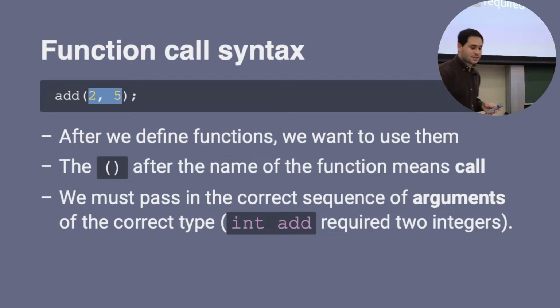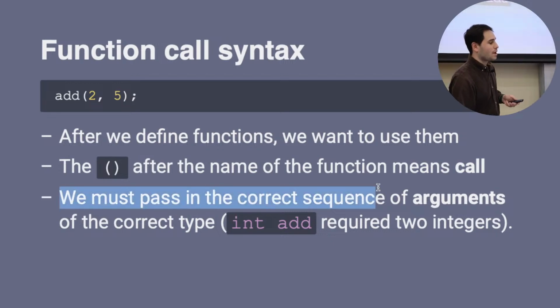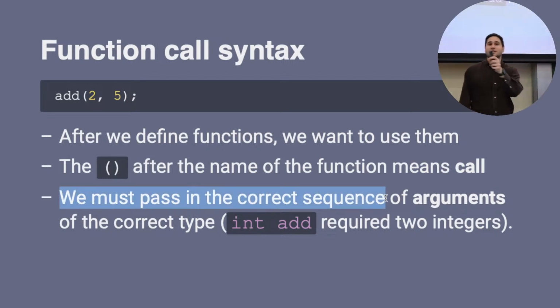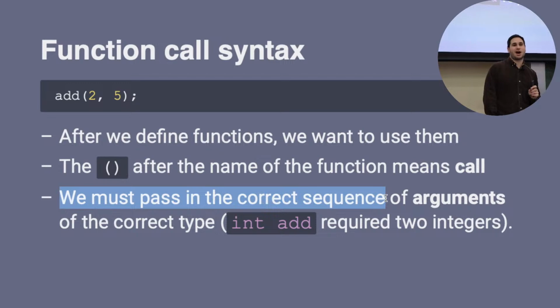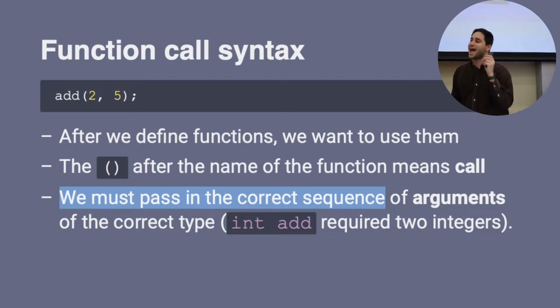Really important is this third point. We must pass in the correct sequence of arguments of the correct data type. This function expects two integers. I have to give it two integers. If you don't, there'll be chaos.